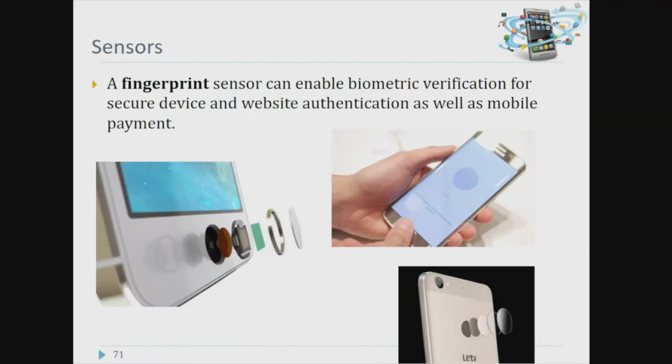Okay, next we have the fingerprint. In the new mobile phones, it provides the fingerprint sensor, so it can be used for authentication. So it can enable biometric verification for secure device and website authentication as well as mobile payment. In most mobile applications, for example, CIMB Bank, they use the thumbprint. It allows you to use biometric authentication.